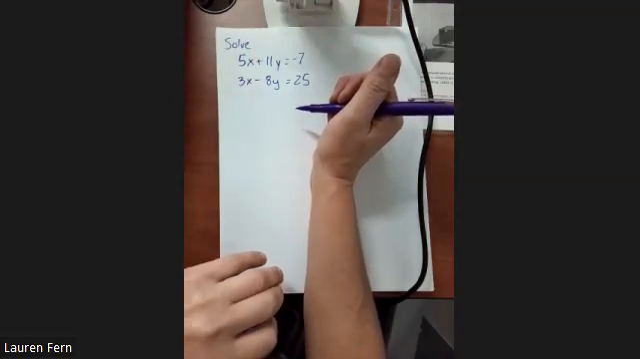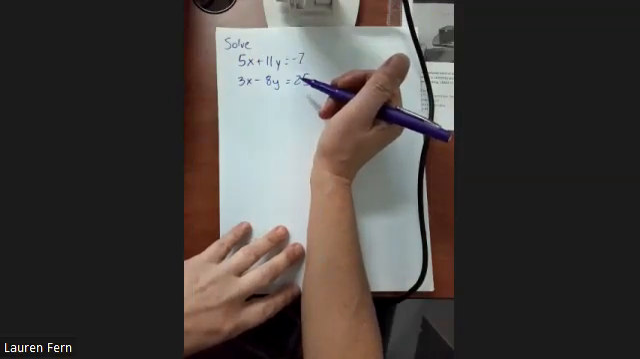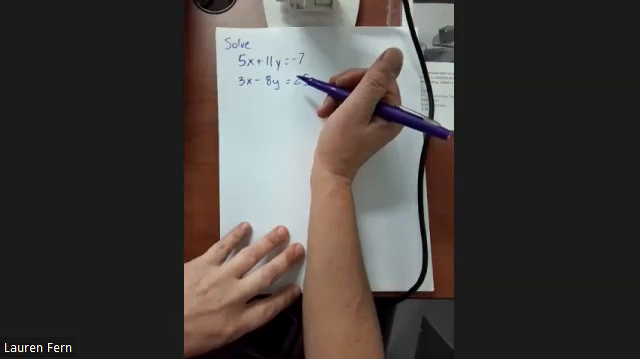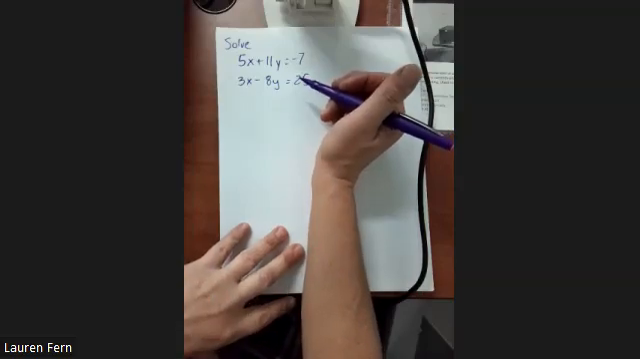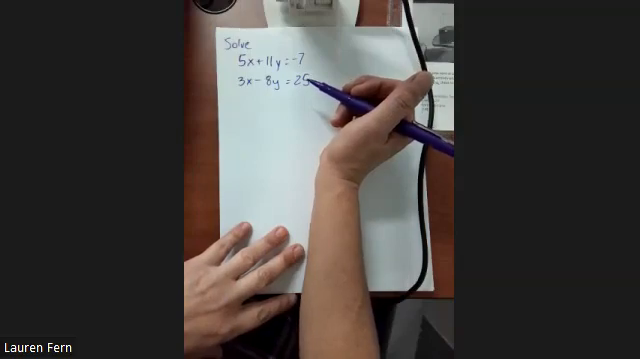And recall the first thing that you do when you're doing this method is figure out which variable you want to get rid of. It ultimately doesn't matter. My MO is to do what involves the least amount of work possible.